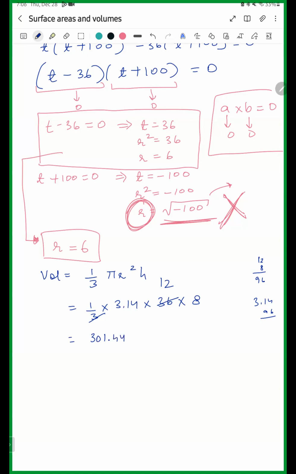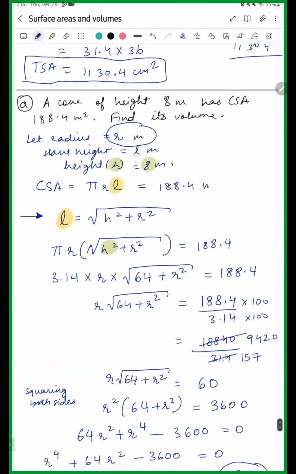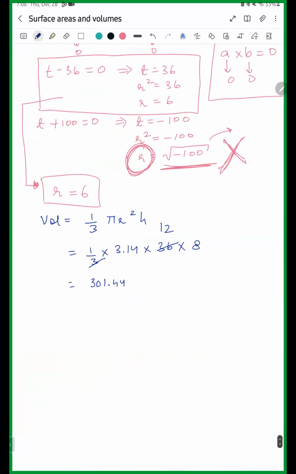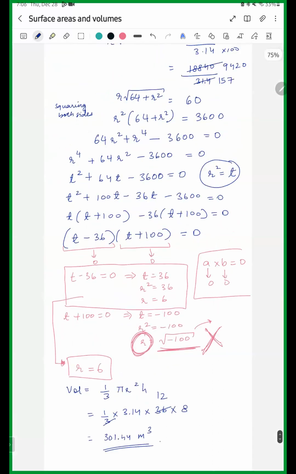Okay, and it's going to be in meters. Meter cube. Okay, please take your time to review this. I will explain once again.